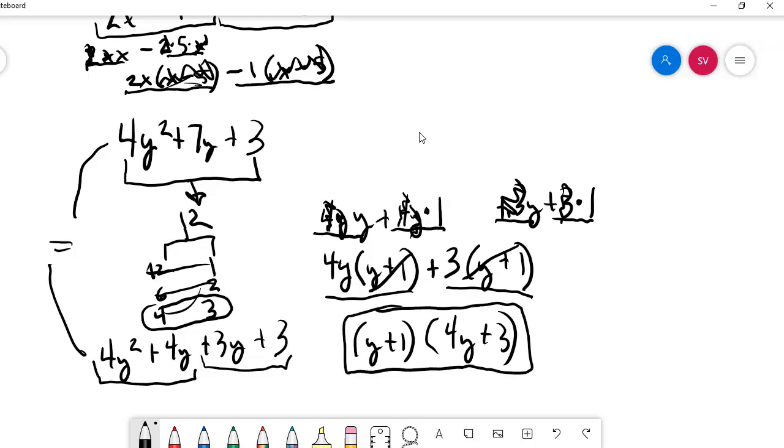Remember, you could always FOIL this to make sure that you get right back to the original problem, and if you did, you are 100% correct. That concludes our discussion on factoring a trinomial by factoring by grouping.